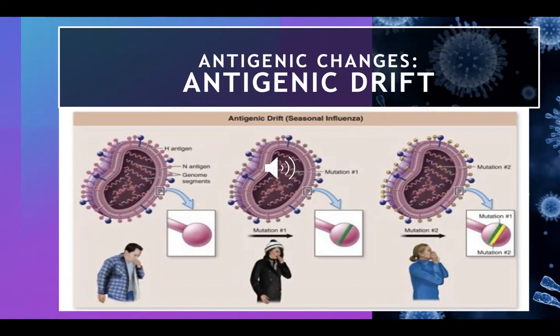Okay. So what else? Now you might ask, why do these changes happen? Remember when we described the structure of influenza virus, we said that their genome is segmented.